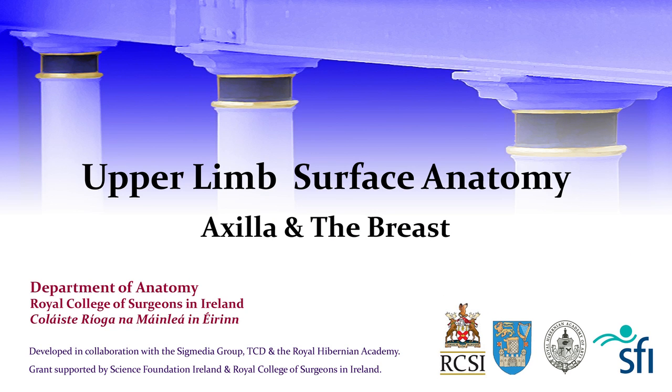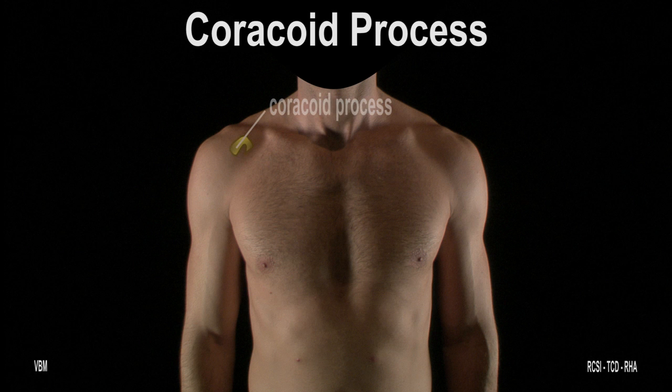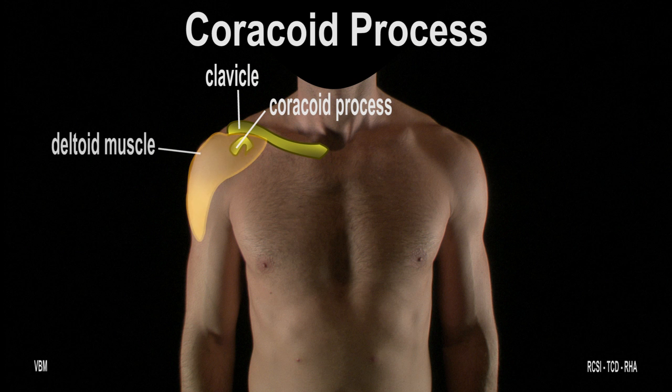Upper limb, surface anatomy, axilla, and the breast. Clavicle and scapula, palpable structures. Coracoid process. The tip of the coracoid process is palpable immediately below the lateral third of the clavicle and deep to the medial margin of the deltoid muscle.